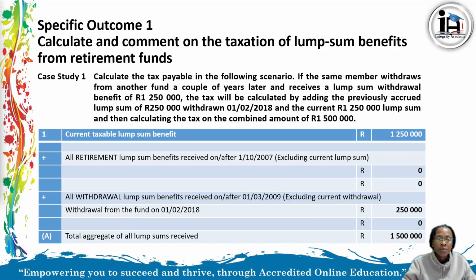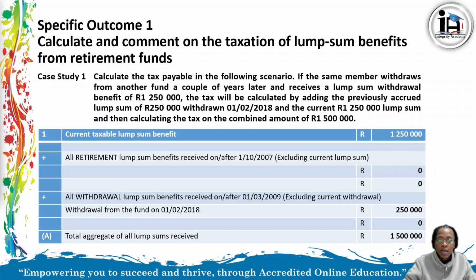Let's look at case study 1. Calculate the tax payable in the following scenario if the same member withdraws from another fund a couple of years later and receives a lump sum withdrawal benefit of 1,250,000, and tax will be calculated by adding the previously accrued lump sum of 250,000 withdrawn 1st of February 2018 and the current 1,250,000 lump sum, and then calculate the tax on the combined amount of 1,500,000.